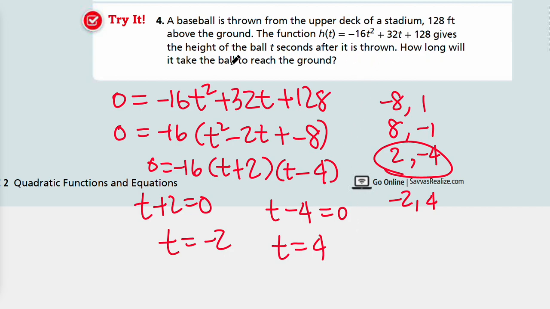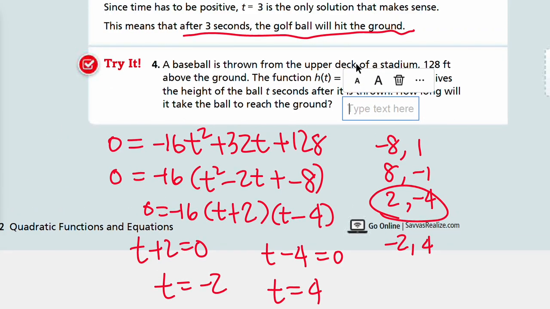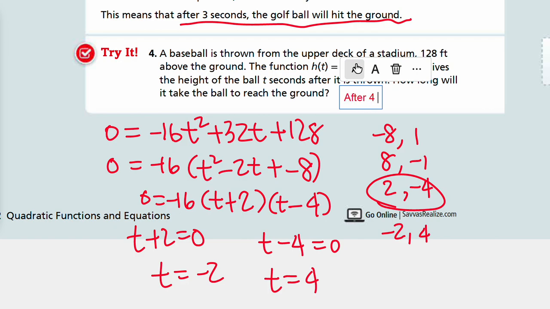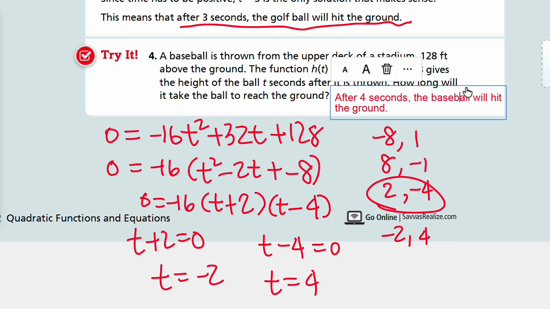So finally, how long will it take the ball to reach the ground? You can say after 4 seconds, the baseball will hit the ground. Okay. Good. So that was example 4, finding the zeros of a quadratic function in a context problem. So we're going to continue with example 5 in the next video. And that would be the second to last question. See you in the next video.